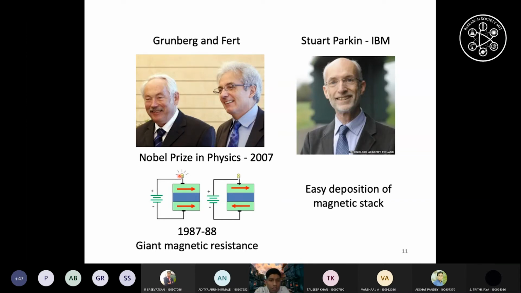Another credit for whatever we are enjoying right now goes to this guy, Stuart Parkin. He is at IBM. I think he is still there now, in Germany. His contribution was that he gave a very simple and cheap way to deposit this. So how did these guys deposit these structures? They used a technique called molecular beam epitaxy.